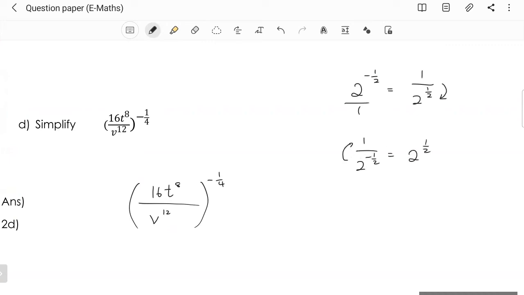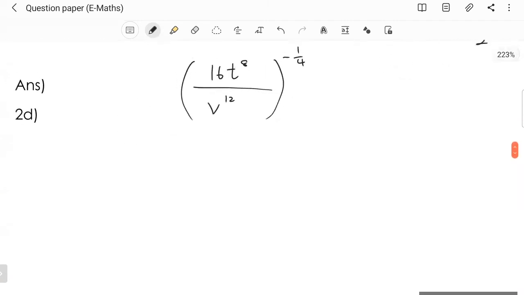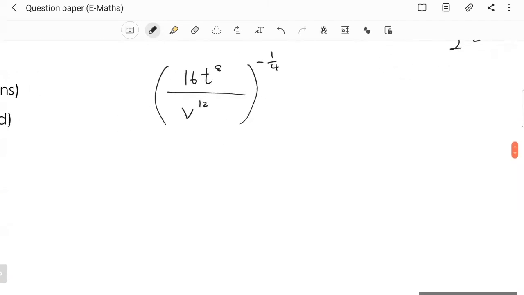Okay, so this is what negative does to your algebra. In this case, when it's negative 1 over 4, it means that I have to flip your denominator and numerator. So it will equal v power 12 over 16t power 8, to the power of 1/4. So I've already done the negative. That's the first thing that I will do. I don't go and multiply in the power with the negative sign. It's going to complicate things. So if it's bracketed with a negative power, just flip it immediately first. That will save a lot of trouble.